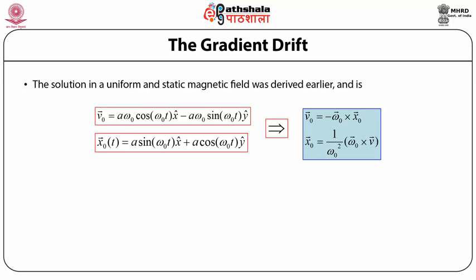So, in the present case, the unperturbed velocity is V₀, the unperturbed position is x₀, and the unperturbed frequency is ω₀. The center of gyration of the unperturbed motion has been taken to be the origin, hence x₀ equals 0. So, on making the appropriate change in the symbols, we have V₀ = −ω₀ × x₀, and x₀ = (1/ω₀²) ω₀ × V₀.